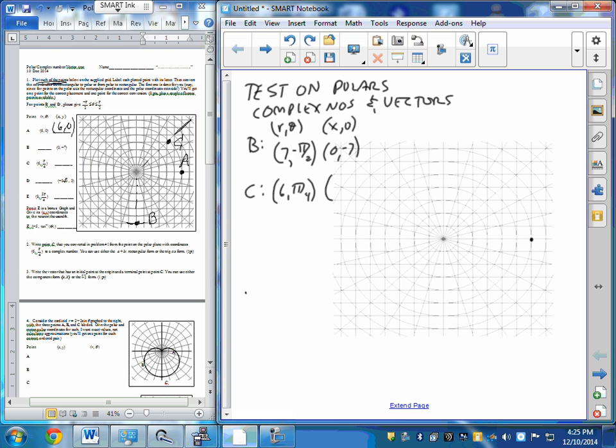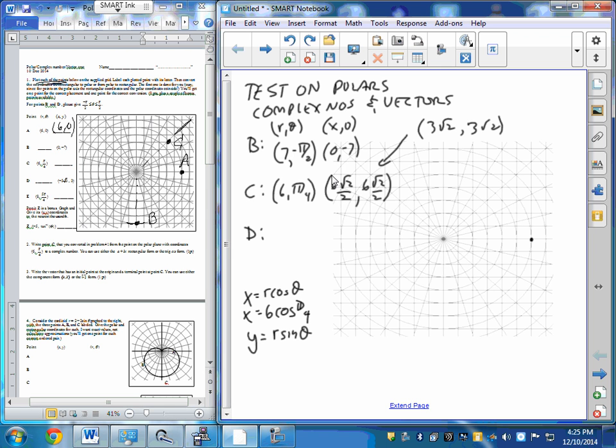We do know that X is our R cosine theta. So X is 6 times the cosine of π/4, which is 6 square roots of 2/2. And yes, that can be reduced. Y is our R sine theta. So 6 square roots of 2/2. And if you want to reduce that, that's fine. Obviously, this will be 3√2, 3√2.